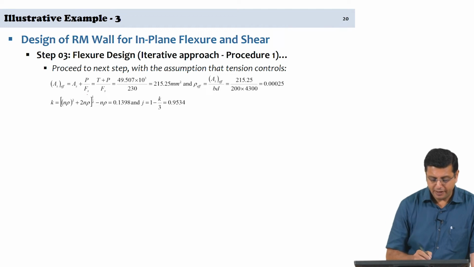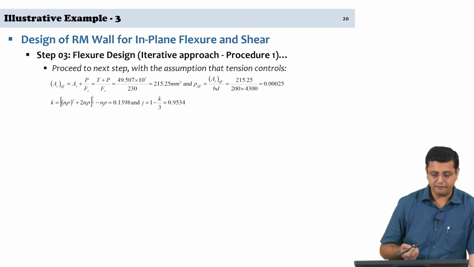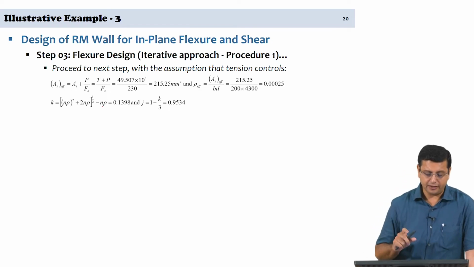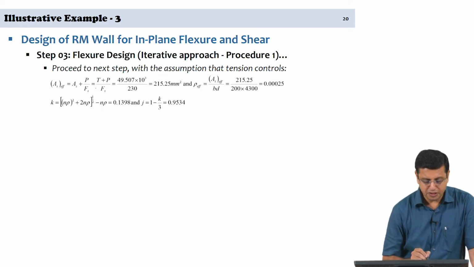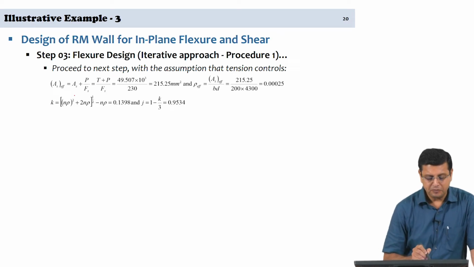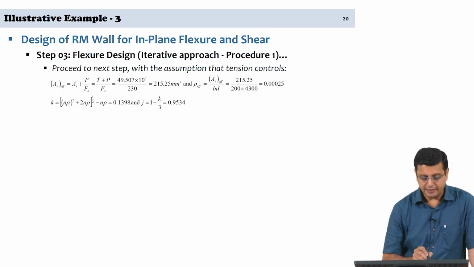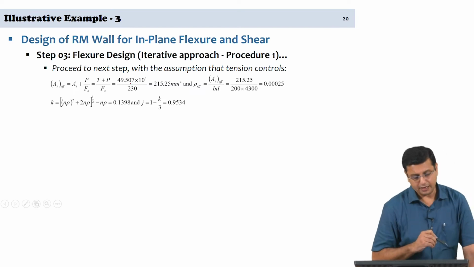AS plus P by Fs. We are taking into account the effect of the tension that is occurring due to the eccentricity caused by the overturning moment. So, which therefore can be estimated as a sum of tension plus the axial load divided by Fs as a first estimate of the AS effective. So, the tensile force that we calculated in the previous step plus P divided by Fs could be a starting point.